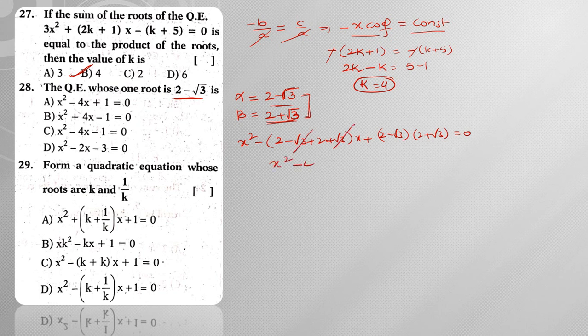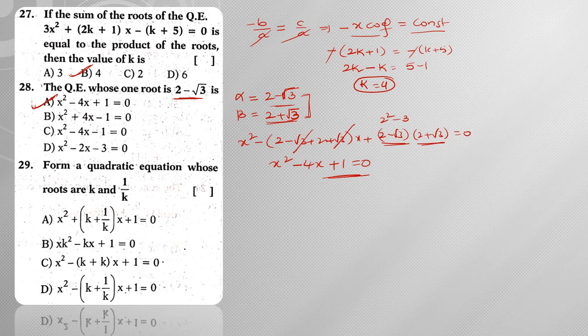On simplification, minus root 3 plus root 3 gets cancelled. So this I can write as x square minus 4x. Here a plus b into a minus b, or a minus b into a plus b, I can write as a square minus b square, which is nothing but 2 square minus root 3 whole square is 3, which gives me 1 is equal to 0. Hence the answer is x square minus 4x plus 1 is equal to 0.